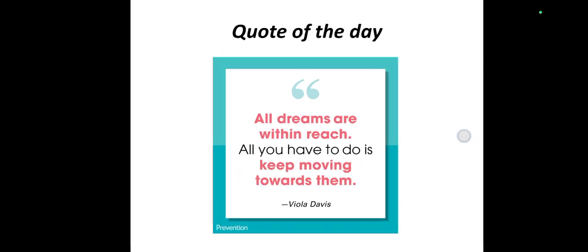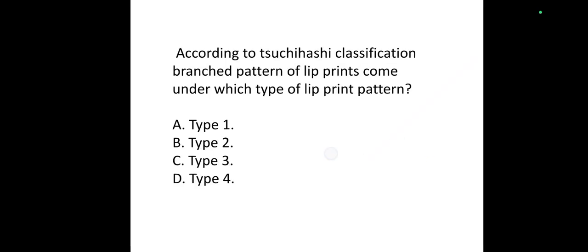Alright, let's jump into our first high yield question. According to Tsuchihashi classification, branched pattern of lip prints come under which type of lip print pattern? Our options are type 1, type 2, type 3 or type 4.